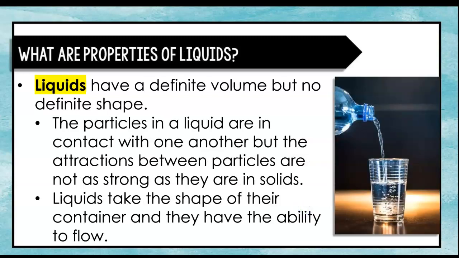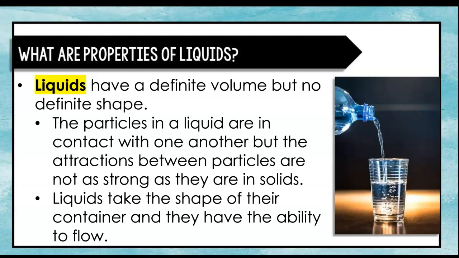Liquids are a little bit different because liquids have a definite volume. We can measure a liquid. If I have a gallon of milk, the volume is a gallon, right? The liquid does not have a definite shape. The milk is going to take the shape of whatever container I pour it in. If it's in the milk jug, it takes the shape of the milk jug. If I pour it in a lemonade pitcher, it's going to take the shape of the lemonade pitcher. So liquids have definite volume, but they don't have a definite shape.